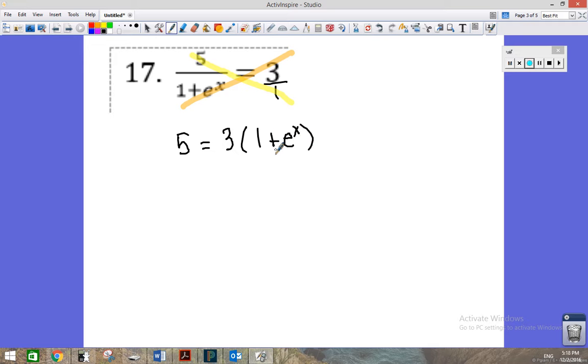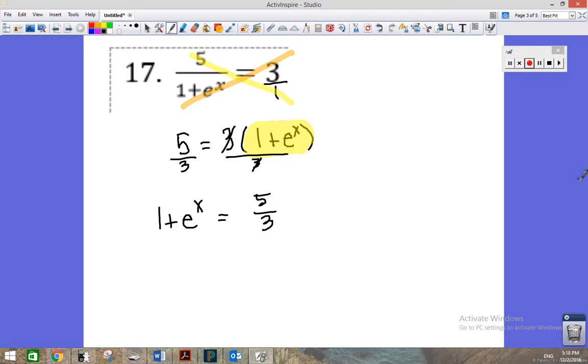On the right-hand side, I have 2 factors. The factor of interest that has my variable is this 1 plus e to the x. So I need to divide both sides of this equation by 3. 3 divided by 3 is 1. And I have a tendency that I like to write this on the left-hand side. And then that equals 5 over 3.